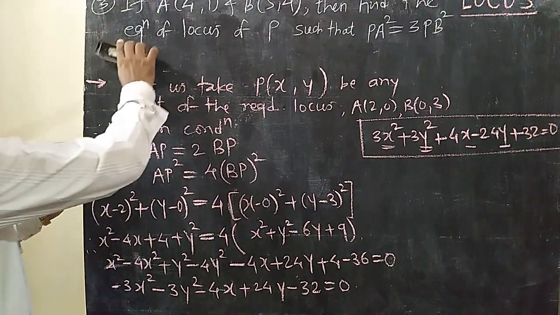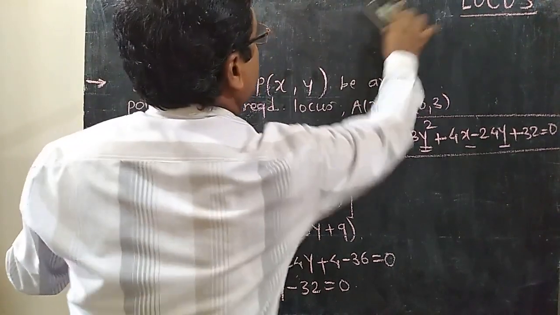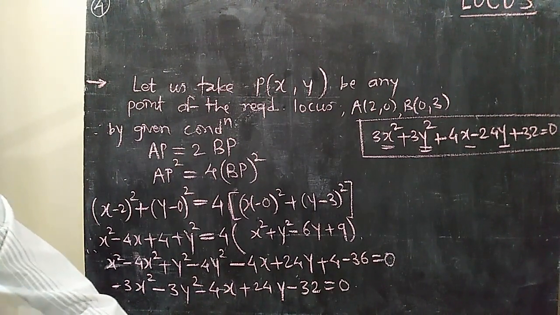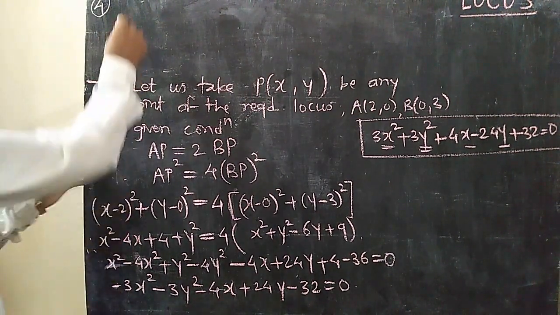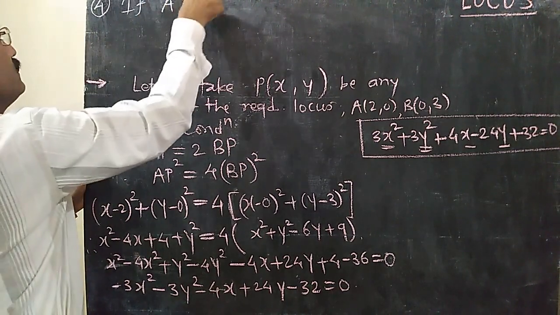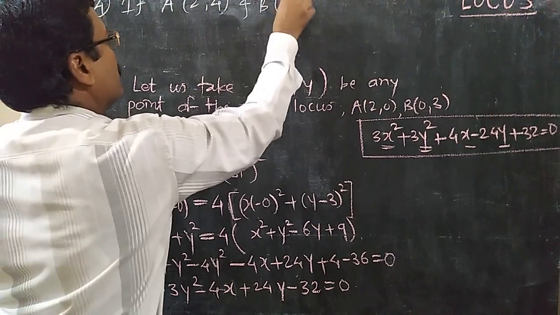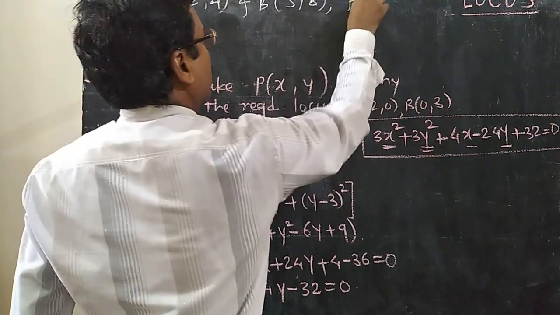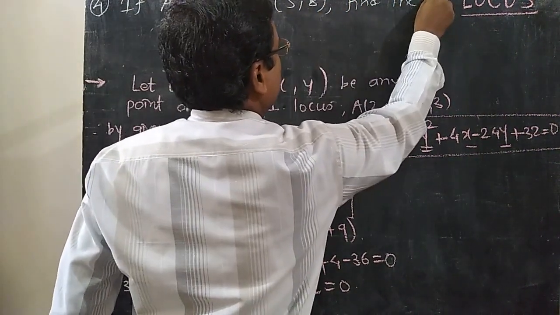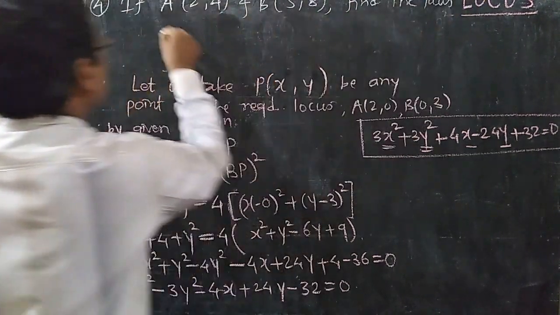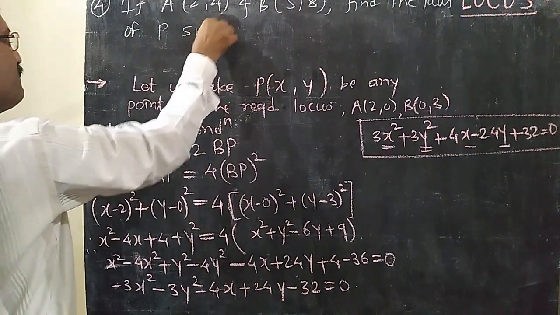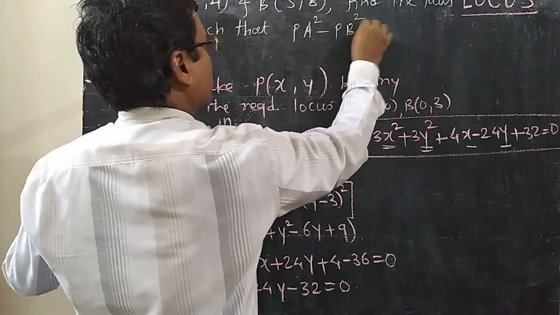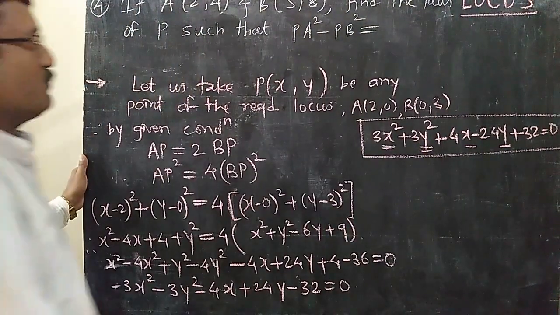Let us take the fourth one. If A is (2, 4) and B is (5, 8), these two points are given, find the locus of P such that PA square minus PB square is equal to 13.